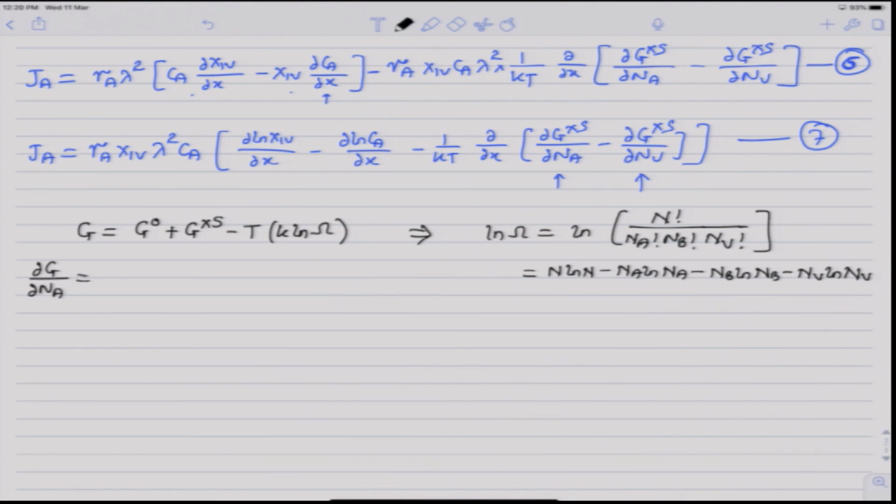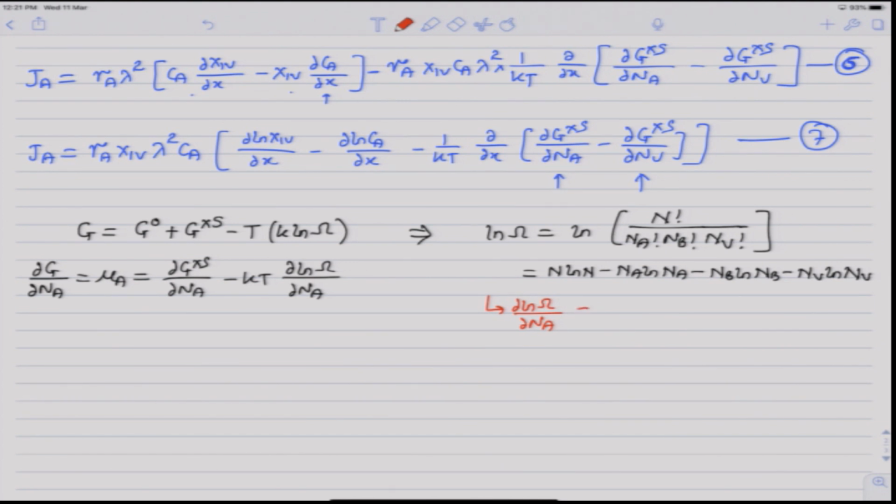which we know by definition is the chemical potential mu A, which should be on the right hand side here. G0 is constant, so dou G0 by dou Na is 0. So we have the term dou Gxs by dou Na minus kT times dou ln omega by dou Na. So if I now look into this, if I take the derivative of ln omega with respect to Na, similarly dou Na by dou Na is 1 and Nb and Nv are independent of Na, so the derivative of Nb and Nv with respect to Na would be 0.